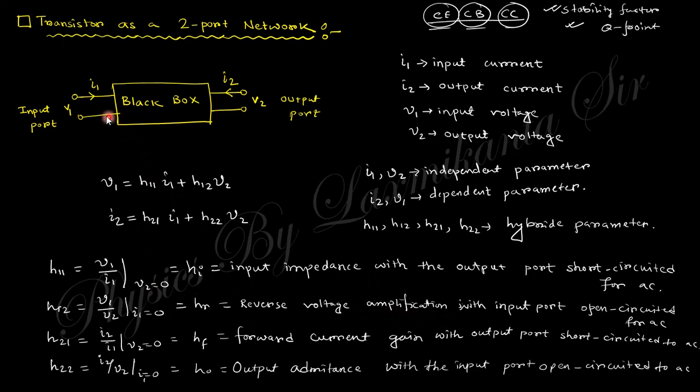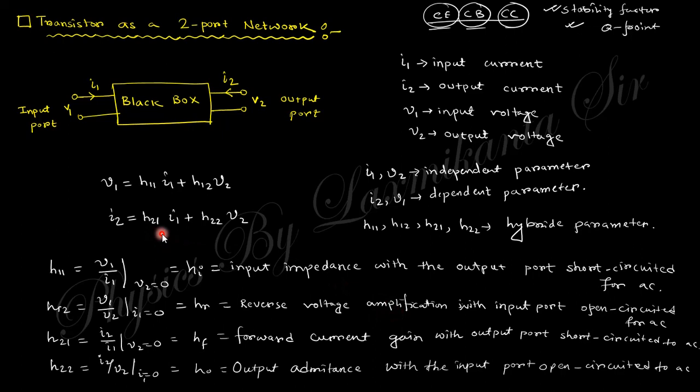And I1 is 0, which means this is an open circuit. When this is open circuit, the current will be 0. So I1 is 0 means the input is open circuit. I think it is clear why this is open circuit. Why is it R? Because reverse. And why voltage amplification? Actually V2 by V1 is the voltage amplification, and this is the reverse, that's why reverse voltage amplification.